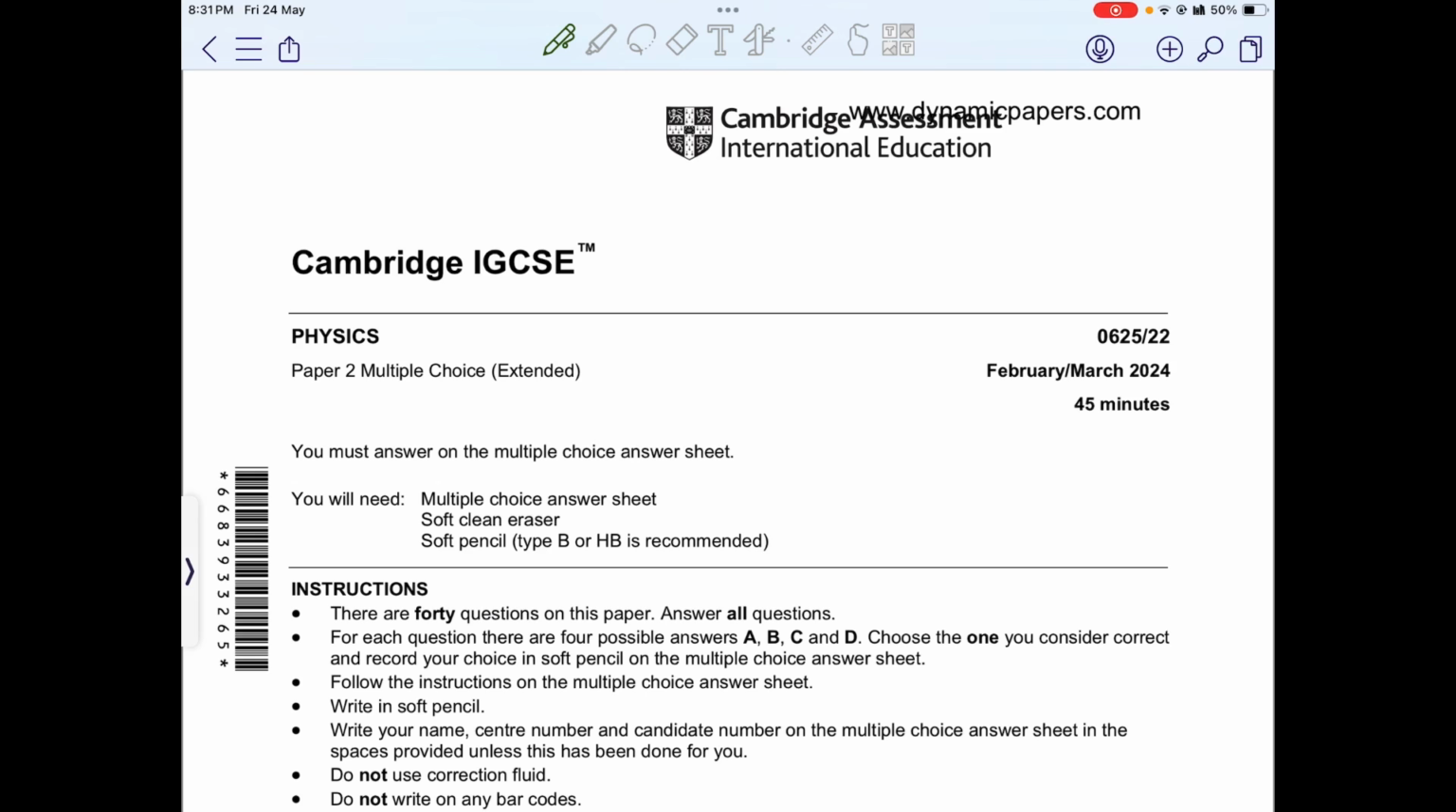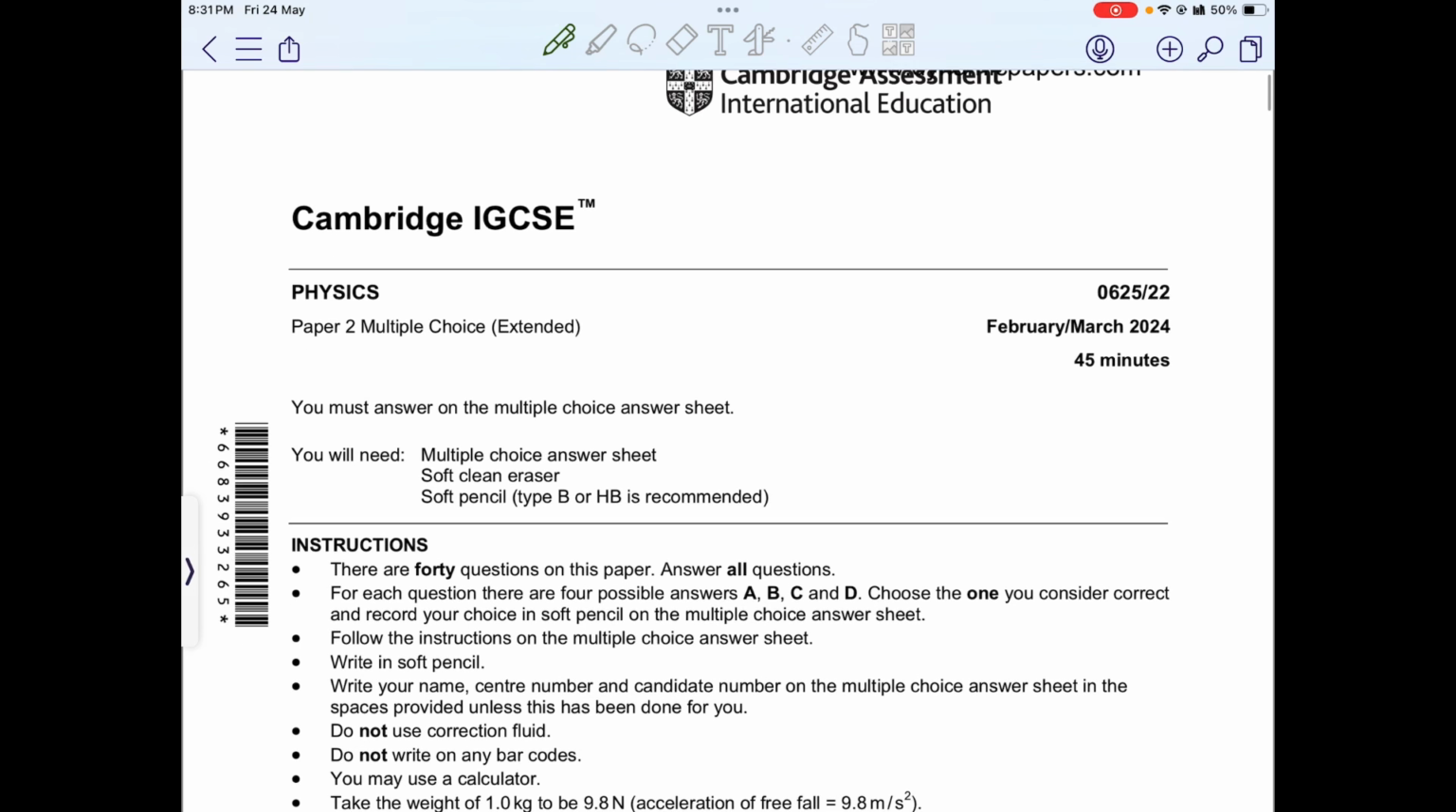Anyways, we start off looking at this paper 0625 Feb March 2024. It's an MCQ paper for 45 minutes, consisting of 40 questions.